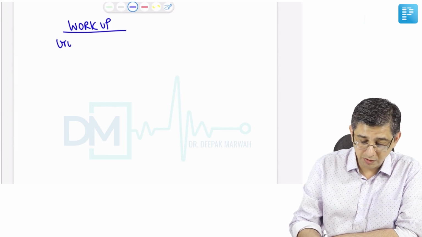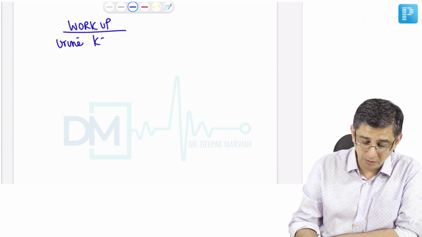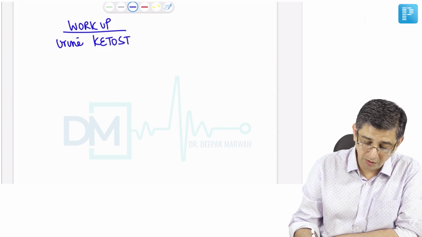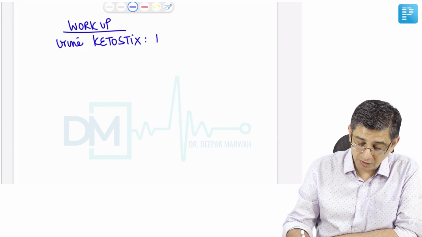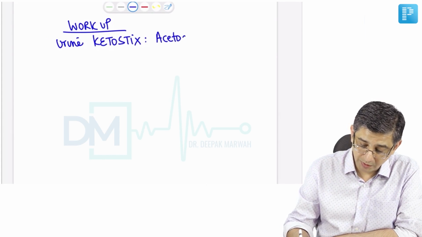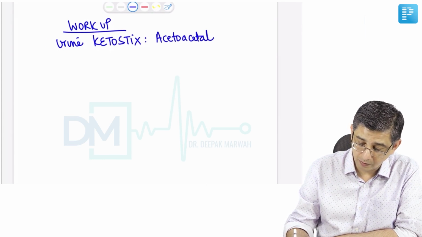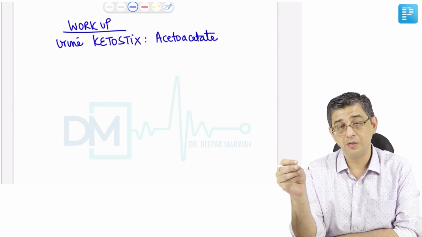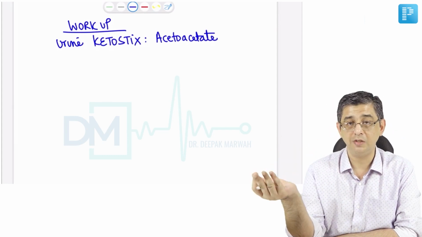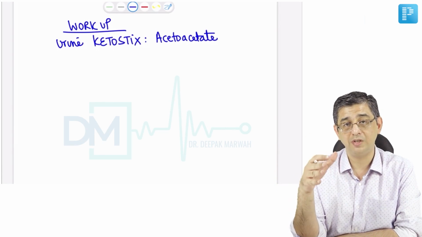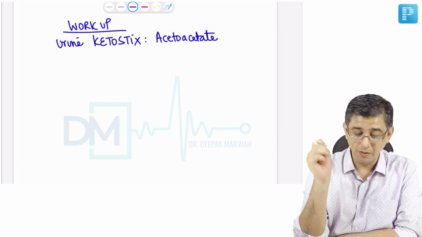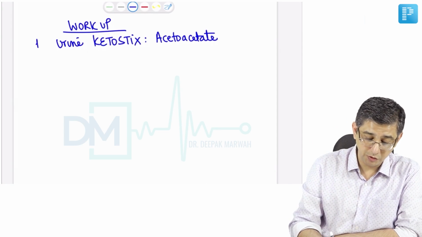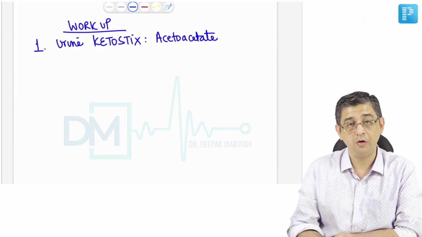One of the initial tests that we will be using will be a urine ketosticks, by which we can identify diabetic ketoacidosis. Urine ketosticks is mainly designed to pick up acetoacetate. The problem is that acetoacetate can then degenerate to produce acetone, and therefore acetoacetate values can even be falsely normal in diabetic ketoacidosis. Please appreciate the urine ketosticks is not the best way to diagnose diabetic ketoacidosis.